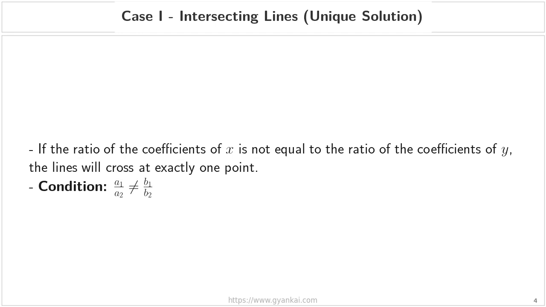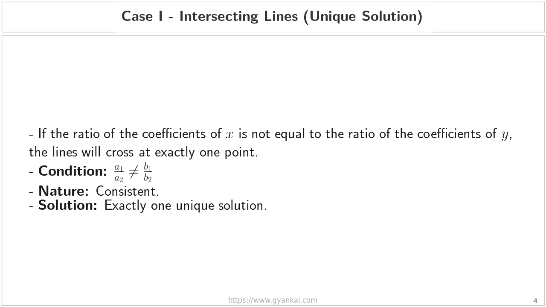Mathematically, we express this condition as a sub 1 divided by a sub 2 does not equal b sub 1 divided by b sub 2. When this condition is met, we describe the nature of this system as consistent because a solution does exist. And specifically, because the lines cross at only one point, we say there is exactly one unique solution. This is the simplest scenario to encounter, as it represents a clear, single point of intersection on your graph.